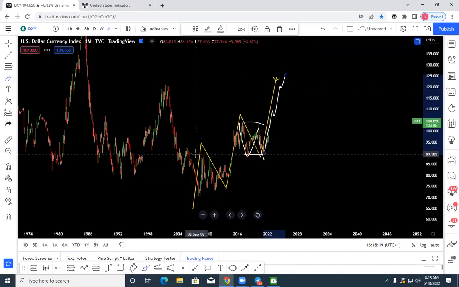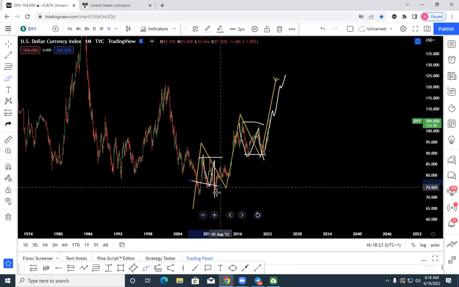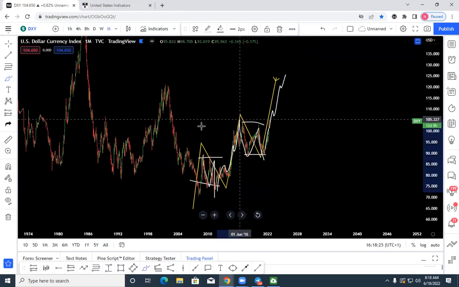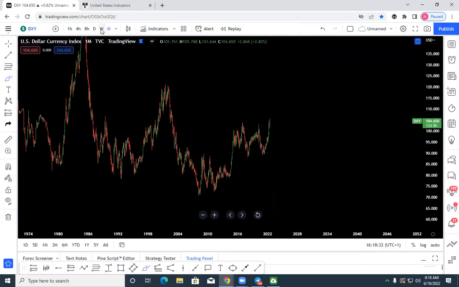Do you understand? Just as you see a flat corrective structure here, and what happened to the market? The market pushed up to the upside. The same thing is repeating itself here. So we want a push up to the upside in dollar. So you go to weekly.